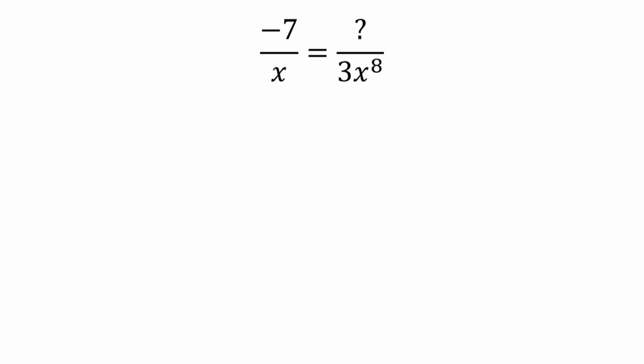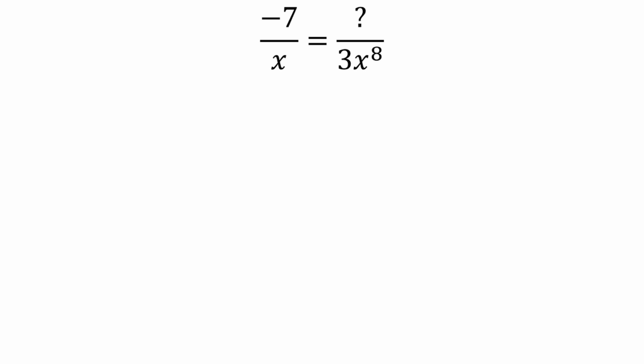Let's try something slightly different. Say that we have negative 7 over x is equal to question mark divided by 3x to the 8th. We want to know what would have to go in the numerator of the right-hand side to make the two expressions equal, which might be a single number or possibly an expression involving x.